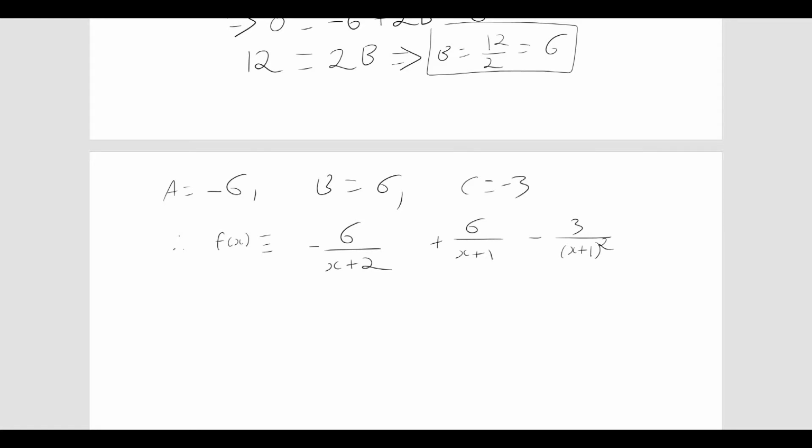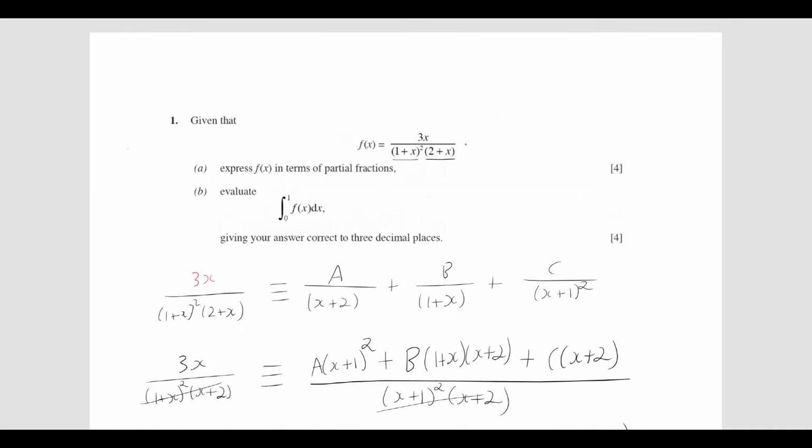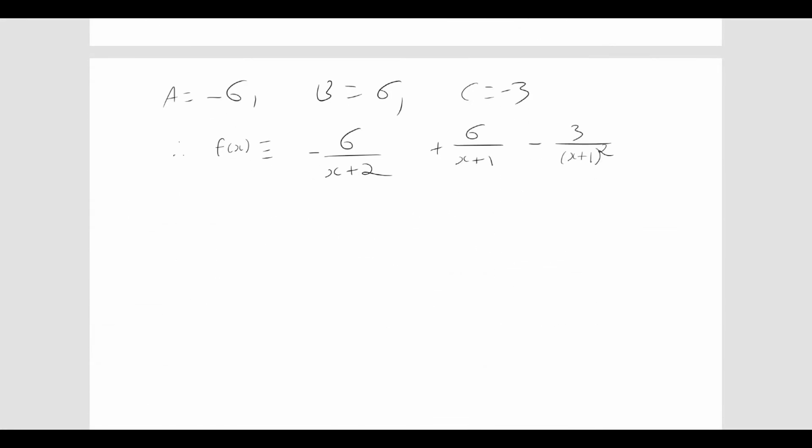That's part A for 4 marks, and then part B is to evaluate the integral, giving your answer to 3 decimal places. So what we need to do in part B is calculate the integral of f of x dx from 0 to 1. Now, my strategy for this is to call this integral I. Very creative, I for integral.